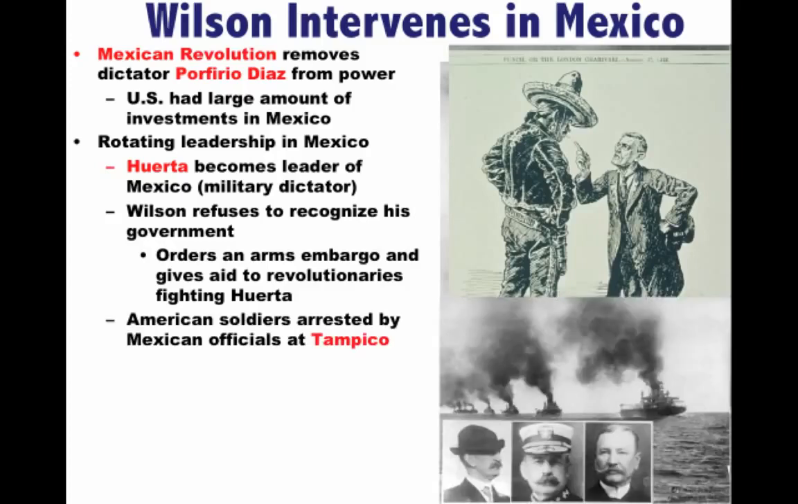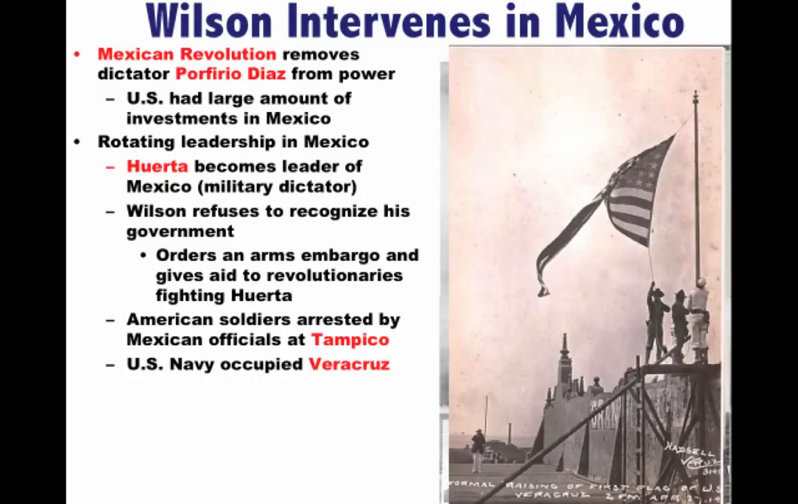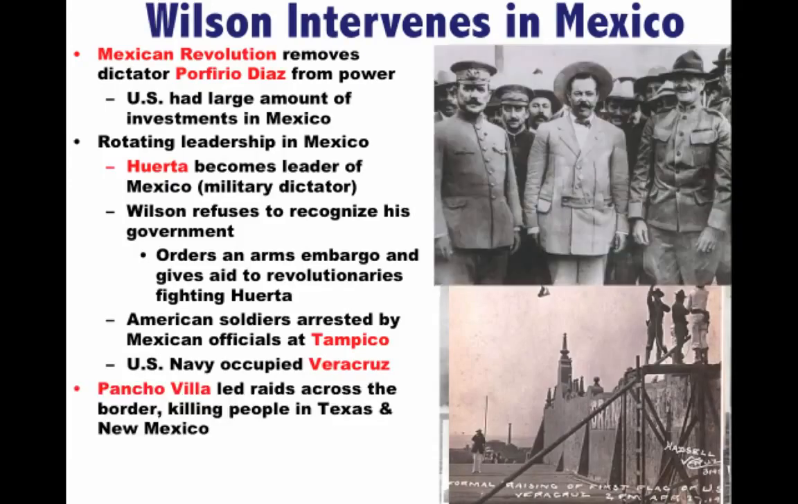Well, things get a little heated because American soldiers are arrested by Mexican officials at Tampico. It's known as the Tampico incident. Those are the guys who were arrested, and there's this period where Mexico's not apologizing in the manner that we would like, and U.S. naval forces occupy the Mexican port of Veracruz. Frustrated with U.S. involvement in his country, a guy you see in the middle right there, Pancho Villa, leads a series of raids across the border, killing American citizens in Texas and New Mexico.